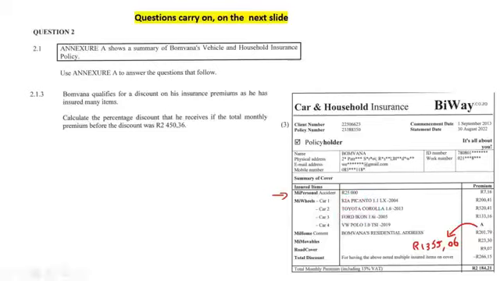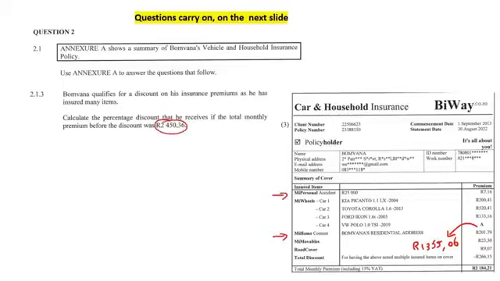Okay, Kevin, carry on. He's got some type of home insurance. Because he has so much insurance, the insurance company was really happy with him. So they were like, dude, we're going to give you a discount. It says Bomfana qualifies for a discount. Calculate the percentage discount that he received if the total premium was 2,450.